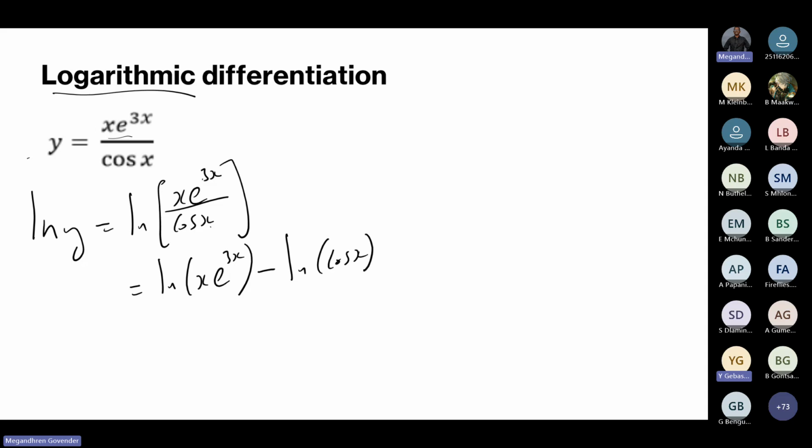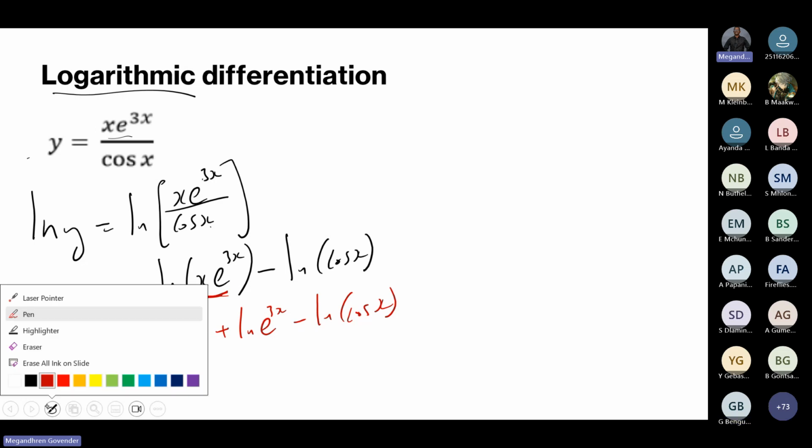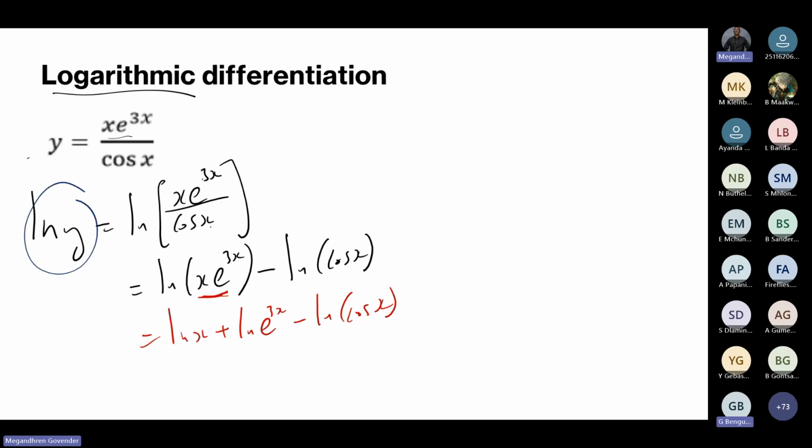Sort of. Okay. Yes. What about this here, the product? How can I expand that? Isn't that ln of x plus ln of e to the 3x minus ln of cos x? So is everyone happy how I got there? Yeah. Now here comes the really important part. I want y prime. So what I have to do is differentiate both sides with respect to x. What is the derivative of ln y with respect to x?